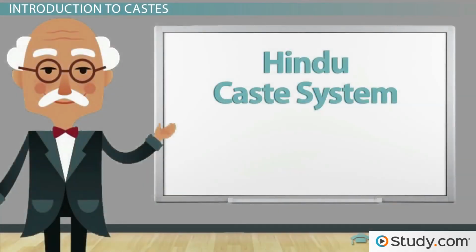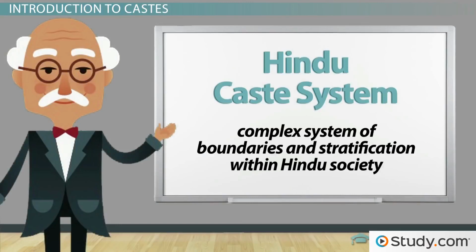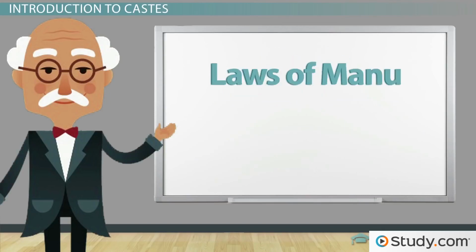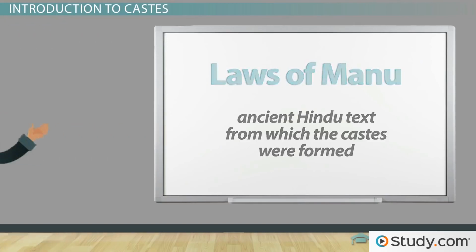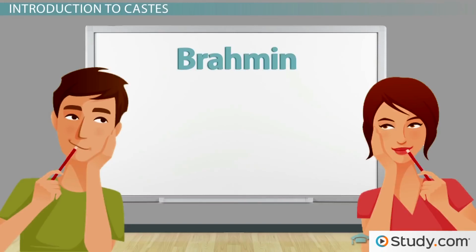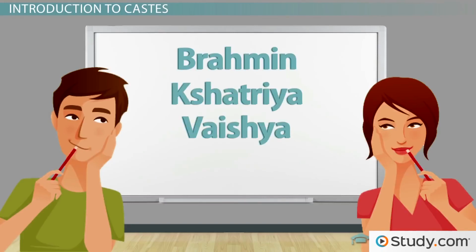For starters, Mr. Scote would begin his unit by giving us a lecture on the intricate nature of the Hindu caste system. We'd take notes as he explained it was a complex system of boundaries and stratification within Hindu society. To be honest, we'd all start getting a little bored as he wrote the words Laws of Manu on the board and told us it was the ancient Hindu texts from which the castes were formed. When he listed the Hindu castes on the board, slowly writing out the words Brahmin, Kshatriya, Vaishya, and Shudra, we all hoped beyond hope that the test would be multiple choice, since we couldn't even pronounce the words, let alone spell them for an essay.